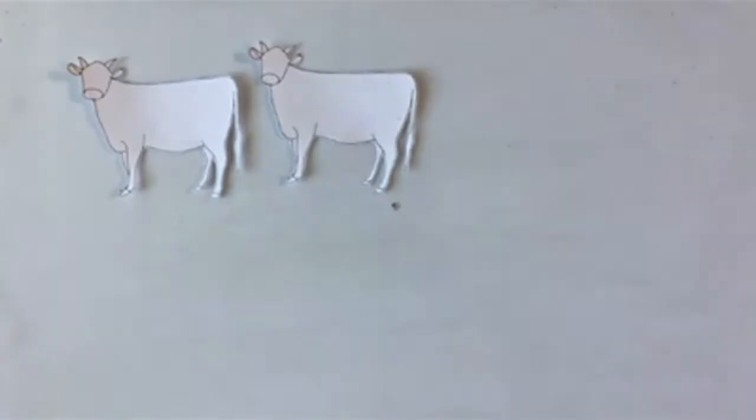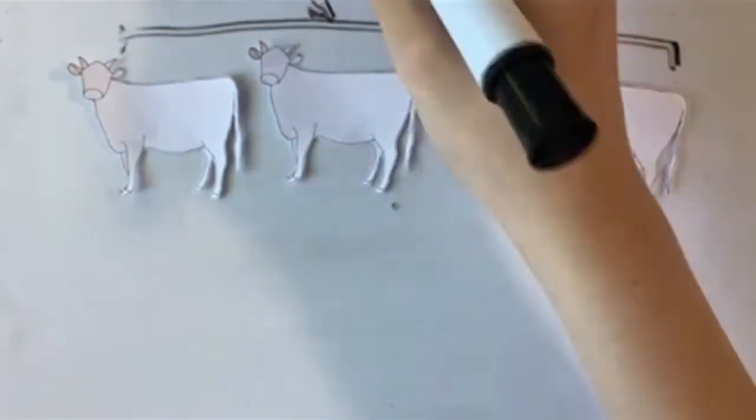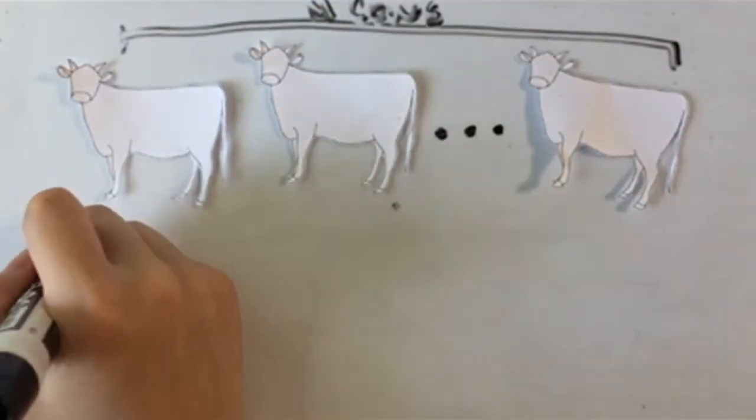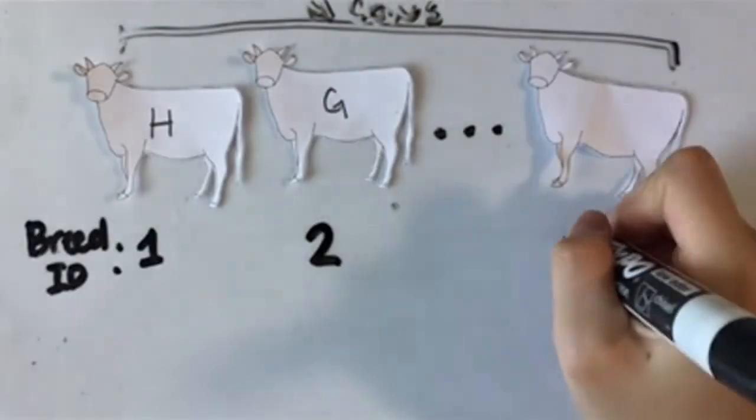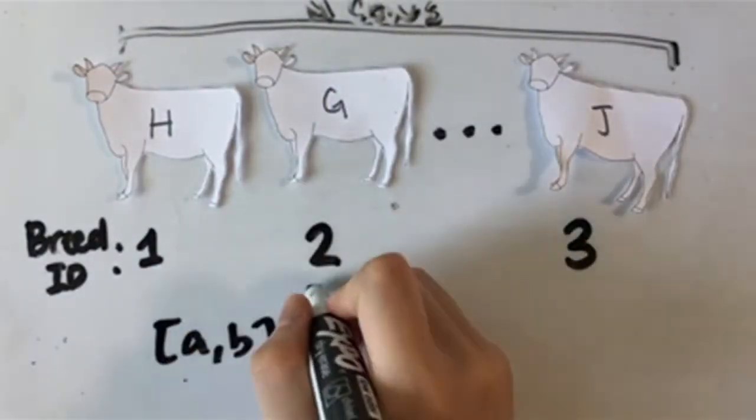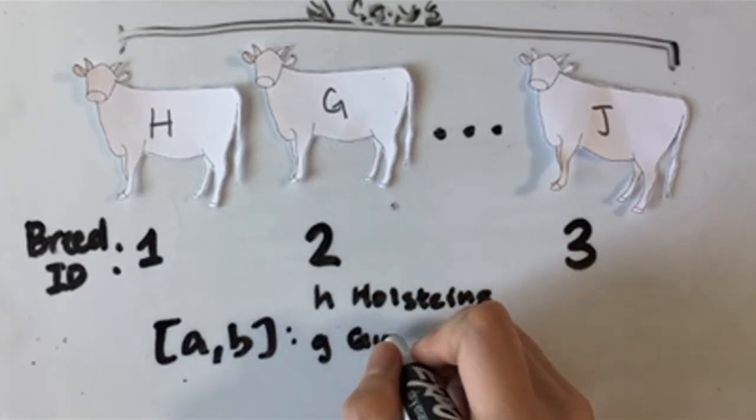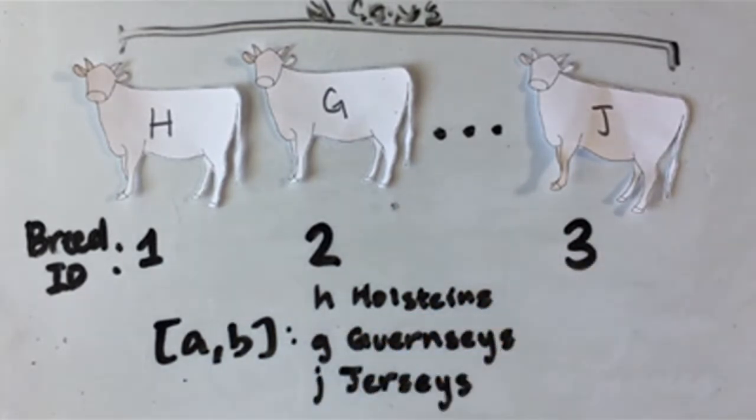Farmer John has n cows numbered 1 through n lined up in a row. Each cow has a breed ID, 1 for Holsteins, 2 for Guernseys, and 3 for Jerseys. Farmer John wants you to count the number of cows of each breed that lie within certain intervals of the ordering.